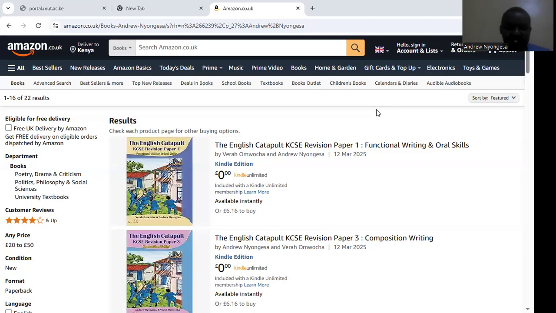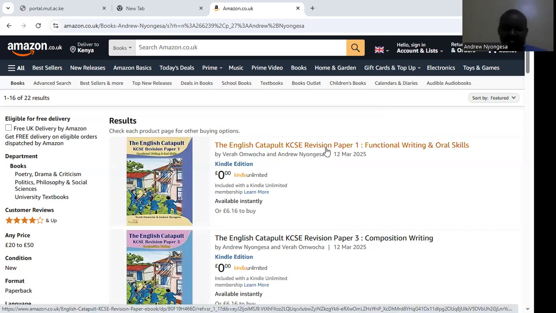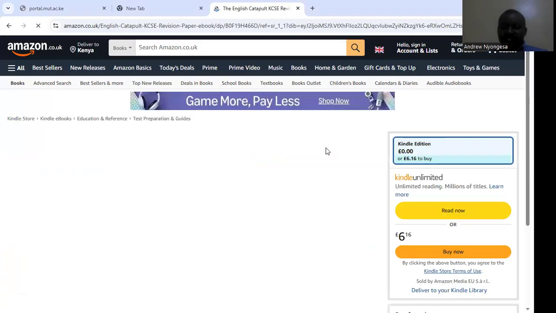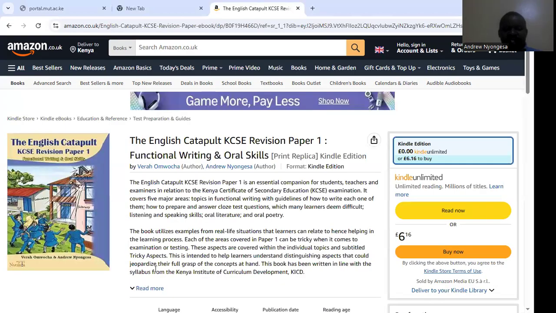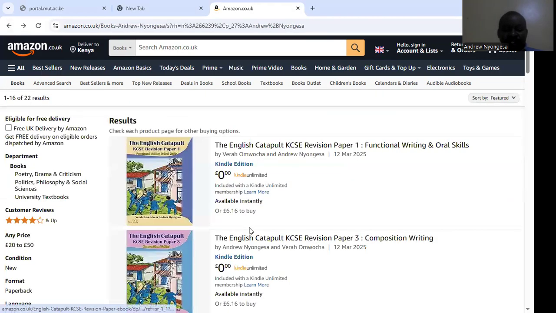The first one here is the English Catapult KCSE Revision Paper 1. This is a book which I published in 2016, and it covers closed test, listening and speaking, and some short forms of oral literature. For those of you who are interested in the high school course, this book is invaluable to you, and it can be found in the Kenya National Library, in Nuria Bookshop, and at Nzemia Publishers near Jivanji.